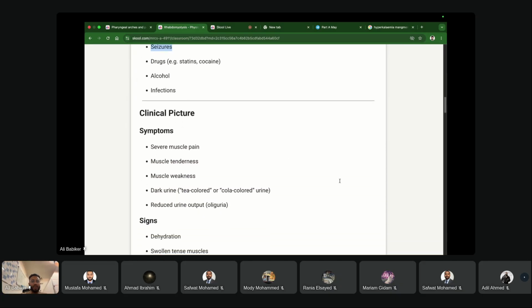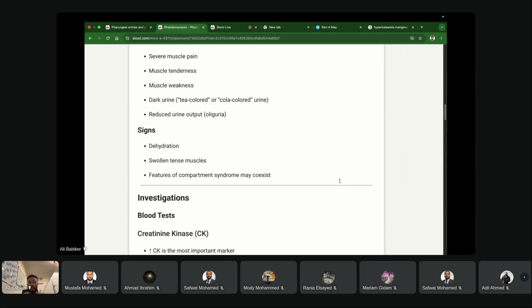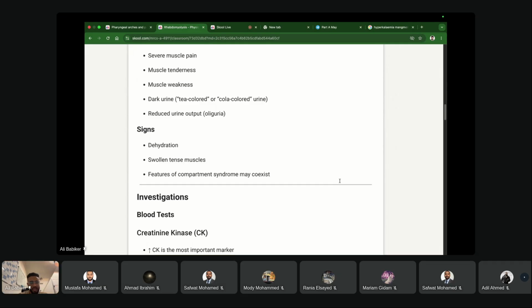Clinical picture: your patient will present with severe muscle pain, muscle tenderness, muscle weakness, dark urine, tea-colored or Coca-Cola-colored urine, and reduced urine output, oliguria. There will be dehydration, swollen tense muscles, and features of compartment syndrome may coexist.